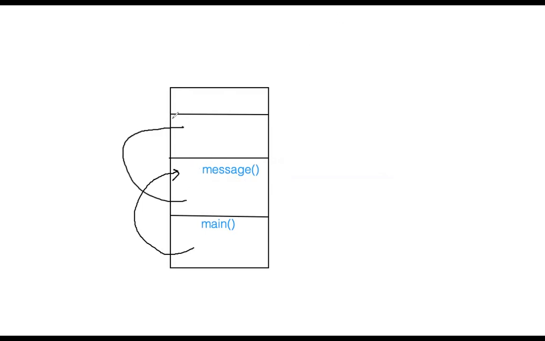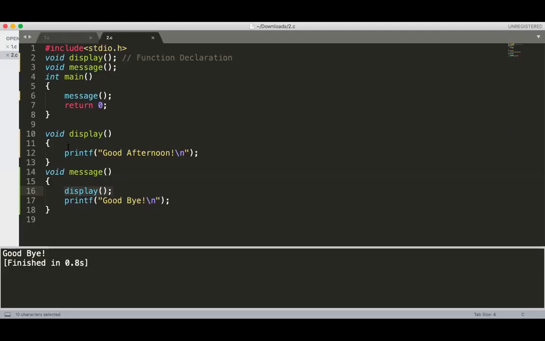Now in the message function, you have called one more function, the display function. So the display function is pushed. Now your stack has three functions. Now display is executing, and the output is good afternoon. Then display is over. Now it returns to whom? It returns to the calling function. Who called display? Message called it. So it is not returning to main, it is returning to the calling function.